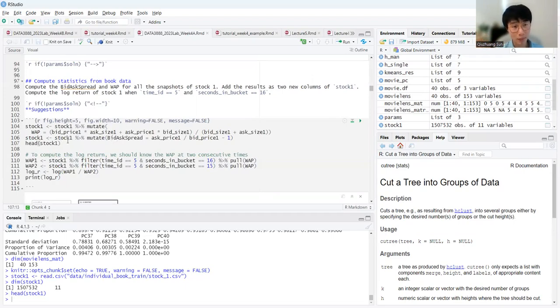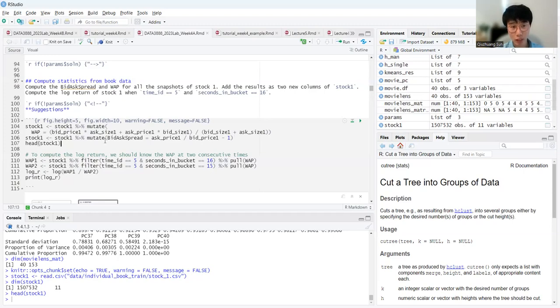Remember the WAP, the weighted average price, the formula is given in the lecture notes. That is the bid price 1 times ask size 1 plus ask price 1 times bid size 1, divided by bid size 1 plus ask size 1. This is explicitly given in the lecture notes. You just copy paste this formula here to compute the WAP. The same thing applies to computing the bid ask spread. You can also find the formula in the lecture notes. It's ask price 1 divided by bid price 1 minus 1.